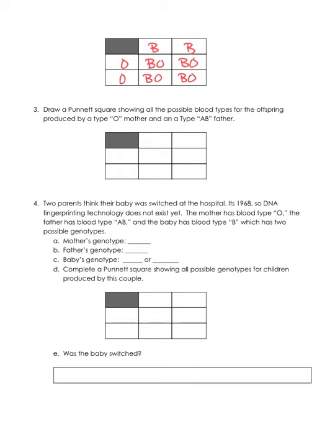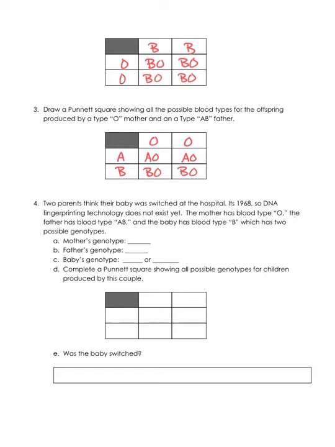Number 3 says draw a Punnett square showing all the possible blood types of the offspring produced by a type O mother and a type AB father. So we'll put the mother here and the father here, and then complete our Punnett square. You should find that the parents are able to pass on type A blood or type B blood, but none of their children have type O blood or type AB blood.